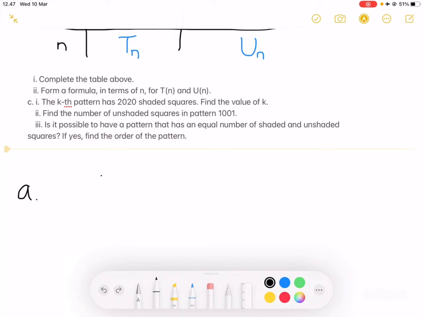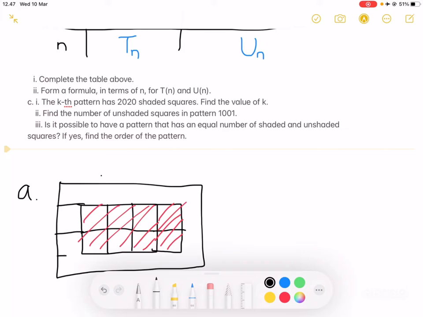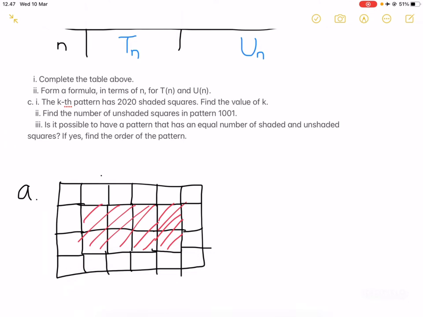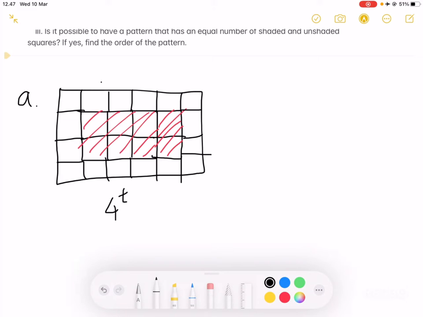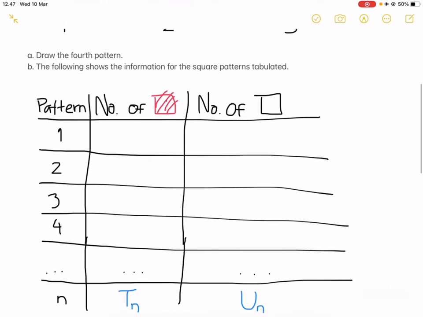So this is the original third pattern that has 6 shaded squares, and if you notice, every pattern you add 2 shaded squares to the right, and afterwards surround that with unshaded squares like so. So this is the fourth pattern right here. So that's part A. For part B, the following shows the information of the square patterns tabulated.